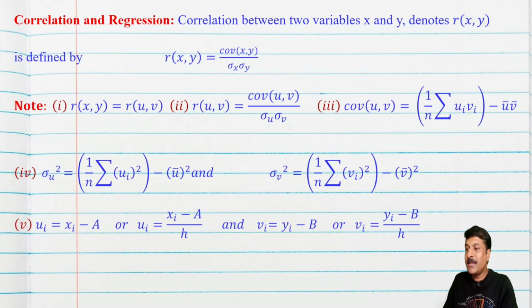Don't forget here ui equal to xi minus a or ui equal to xi minus a upon h. Similarly, vi equal to yi minus b or vi equal to yi minus b upon h. If h is there, it means interval is there.